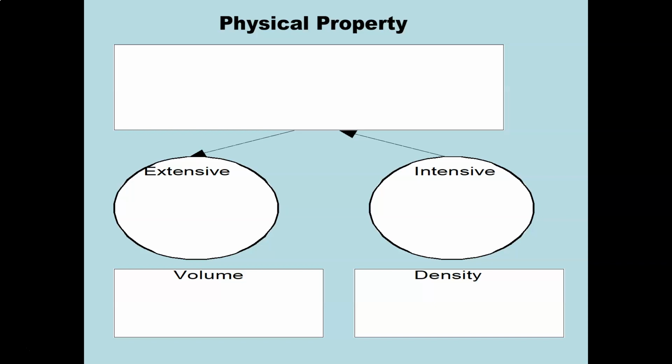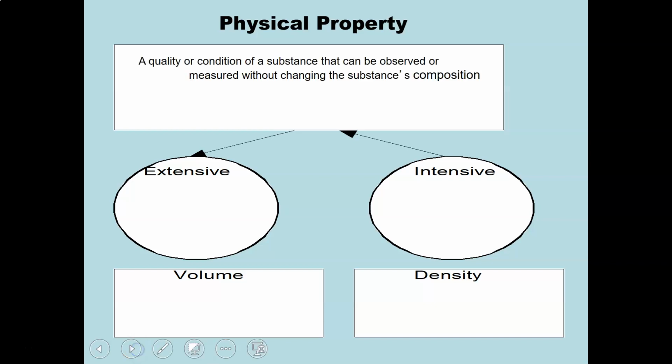Okay, so a physical property has to do with the physicality of the material, which is why we call it physical. It's something that you either observe or you can measure. And here's the key: anything physical will happen without changing a substance's composition or its identity. You can get it back.